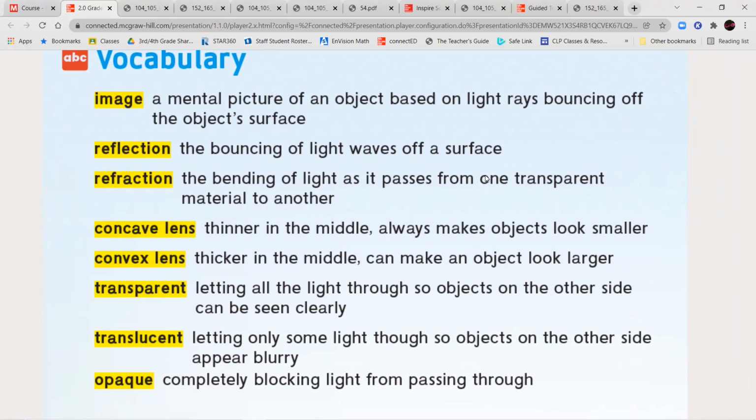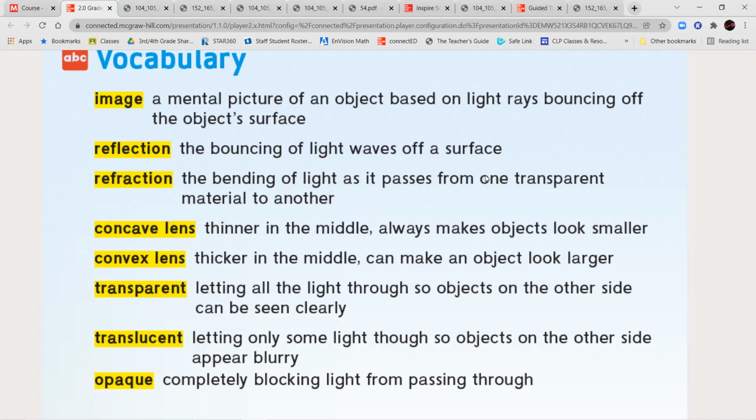Reflection is the bouncing of light waves off of the surface. So think about when you look in a mirror, right? You can see your reflection. Now, we can also reflect light. So if you shine light at a mirror, you can see that the light will bounce off the mirror and onto another surface. Refraction is the bending of light as it passes from one transparent material to another. So we're going to see a lot of examples of these. So these will make a lot more sense in a bit.